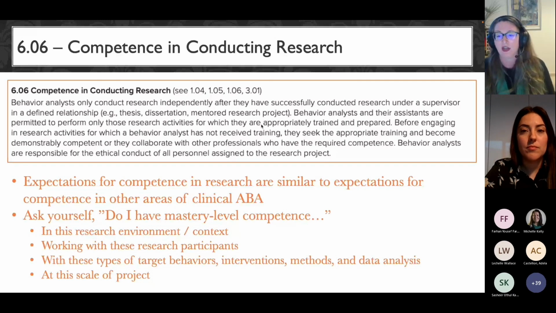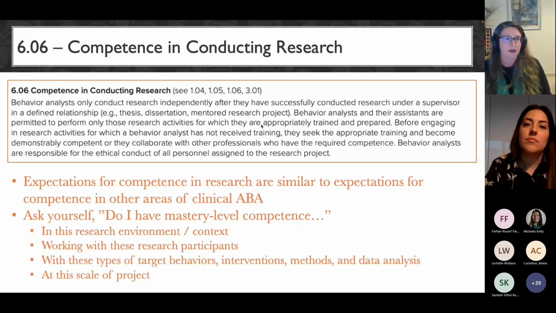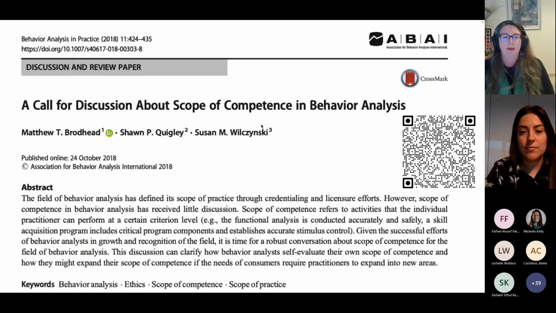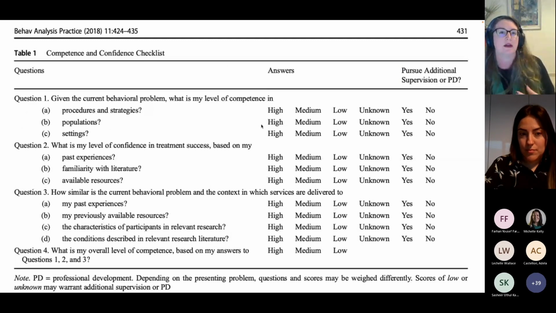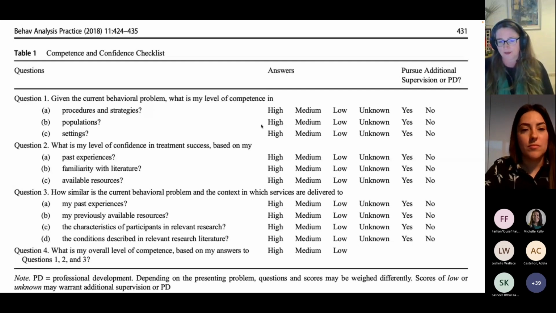If you've conducted, maybe, a capstone project in a bachelor's program, that would be a very different scale than conducting a multi-site research project with many, many participants. A good resource here that I'm guessing many of you might already be familiar with is an article published in 2018 by Matthew Broadhead and colleagues about the scope of competence for behavior analysts. There's a nice table there that is kind of a checklist. It was designed for clinical work, but you could modify it pretty easily to think about your competence related to research. That's our big ethics overview.